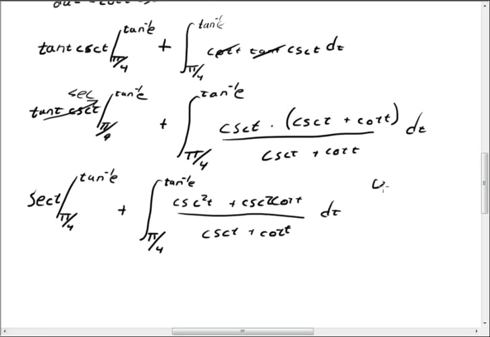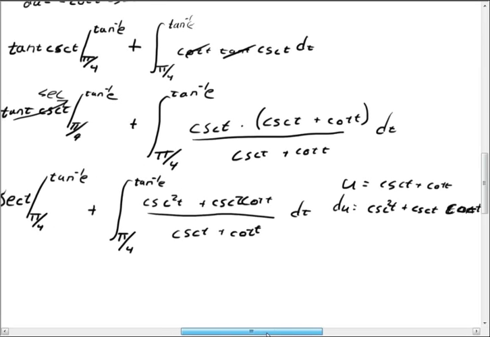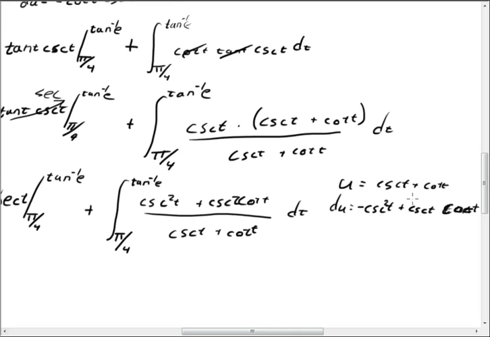Well, now we can set u equal to the bottom, cosecant t plus cotangent t. du is equal to cosecant t, cosecant squared t plus cosecant t cotangent t. Actually, this is a minus, and this is a minus. It's the one thing you have to remember when taking derivatives of those cofunctions. So this goes to minus.